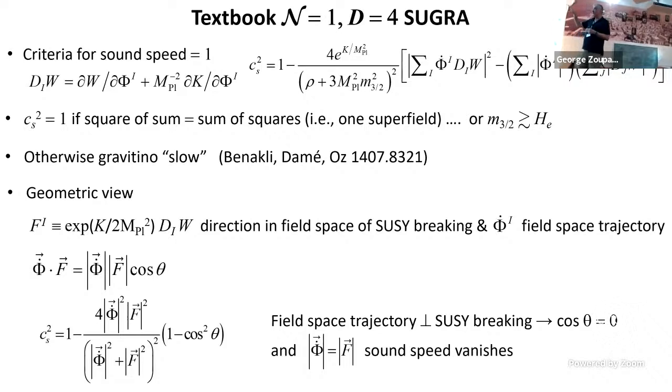And we can take a geometric view of the calculation of the sound speed squared by defining some field in field space. That's the direction in field space of SUSY breaking, and the trajectory of phi in the field space. So let's define phi dot and F as vectors, with phi dot dotted into F being the magnitude of phi dot, magnitude of F times cosine theta. Then c_s squared is the expression on the left-hand side. And you see that if the field space trajectory is orthogonal to SUSY breaking, then cosine theta is equal to zero. And if the magnitude of phi dot is equal to the magnitude of F, then the contributions will cancel and the sound speed will be one.